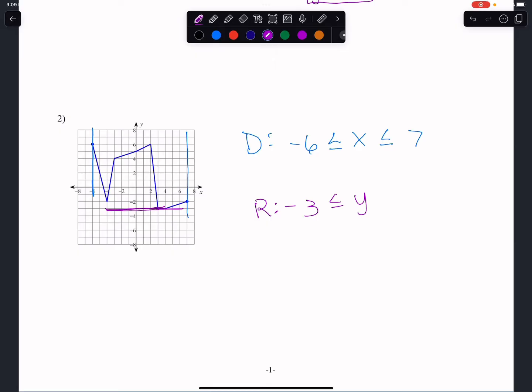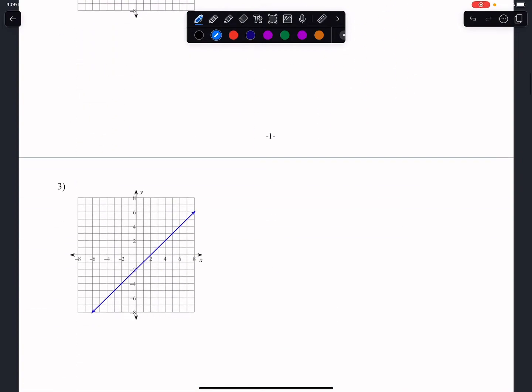And then what's the highest point this thing goes? It looks like the highest this goes is right through here. The highest it goes is 6. And then is there an open circle or an arrow there? No. So that's the symbol that goes with it. So we go the lowest, furthest left, way down here. Furthest right, way over here. Lowest point there, highest point there. Okay, let's keep going. That was number 2. Number 3.